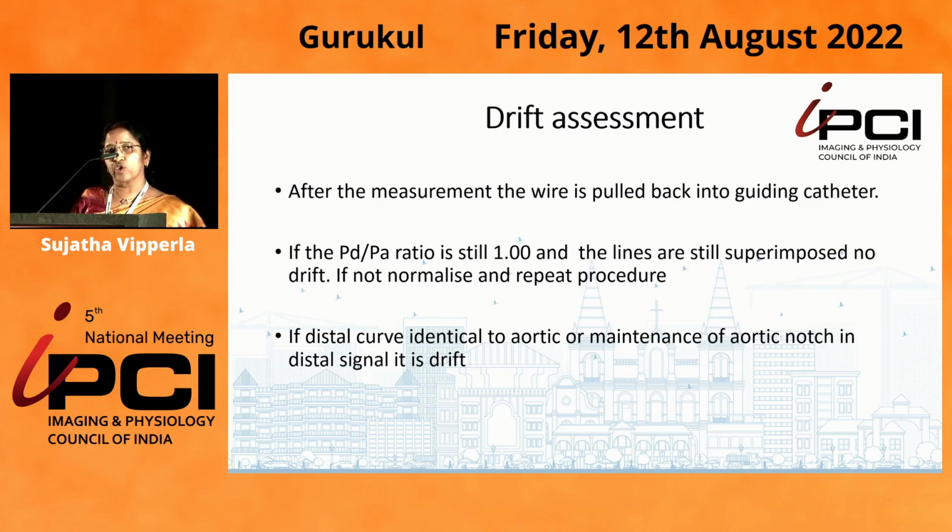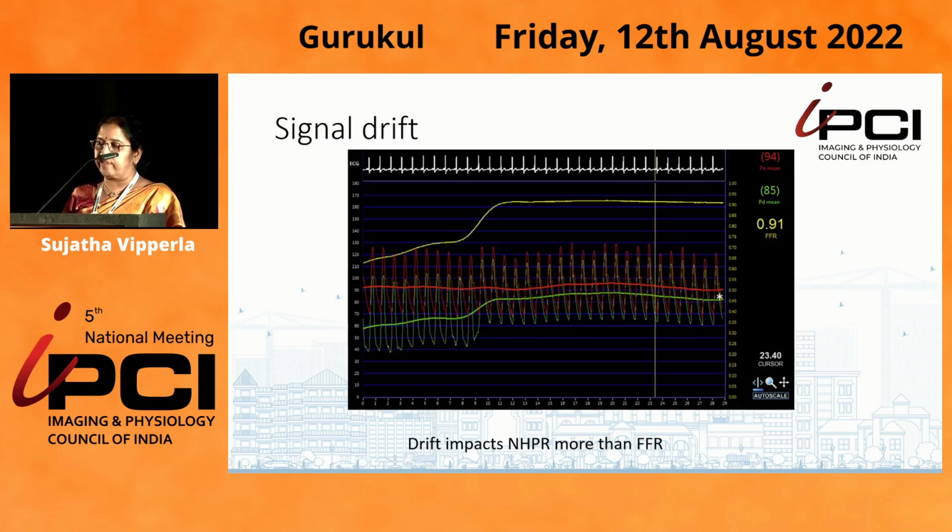If not, do not compromise, always normalize, repeat the procedure. So this also has been told, the inspection of the curves. If the distal curve is identical to the aortic, or if there is a maintenance of the aortic notch in the distal signal, it is drift. So you can see that a drift, these curves on pullback are not superimposing. So drift has occurred. And drift, as you can see, affects NHPR more because the range of values is less.